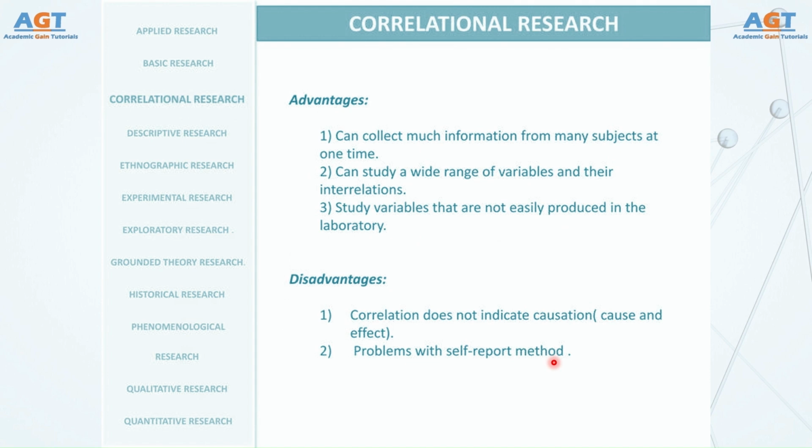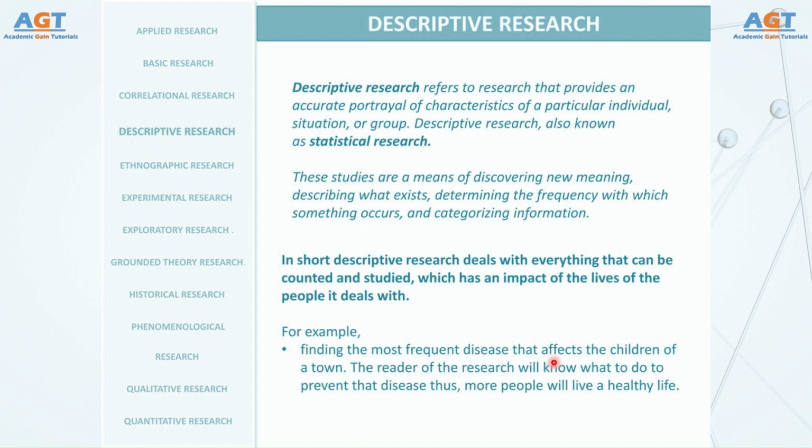Okay, next, let's look at a type of research that focuses on describing what's happening. Descriptive research, meaning plus example. Descriptive research is about describing what exists. It provides an accurate portrayal of characteristics of a person, group, or situation. It is sometimes called statistical research because it often involves counts and measurable descriptions. This type of research helps us discover meanings, determine how often something happens, and categorize information.